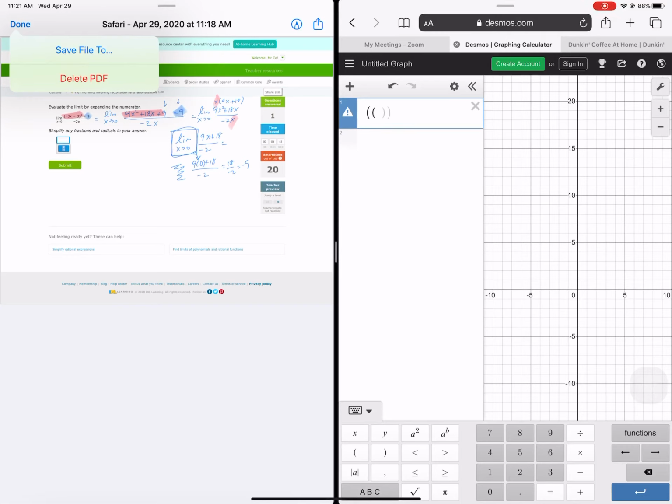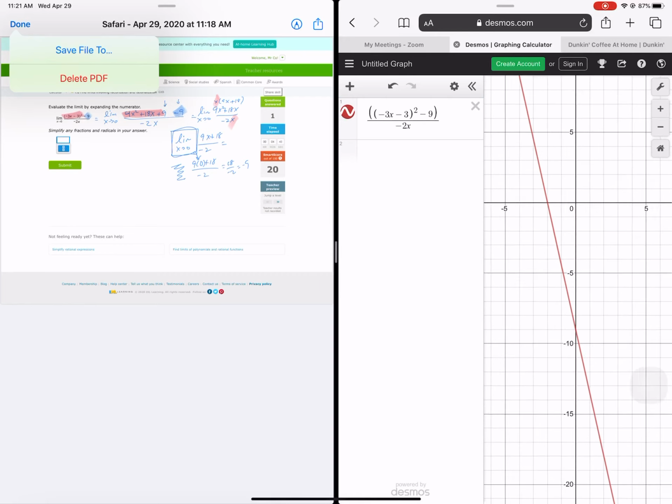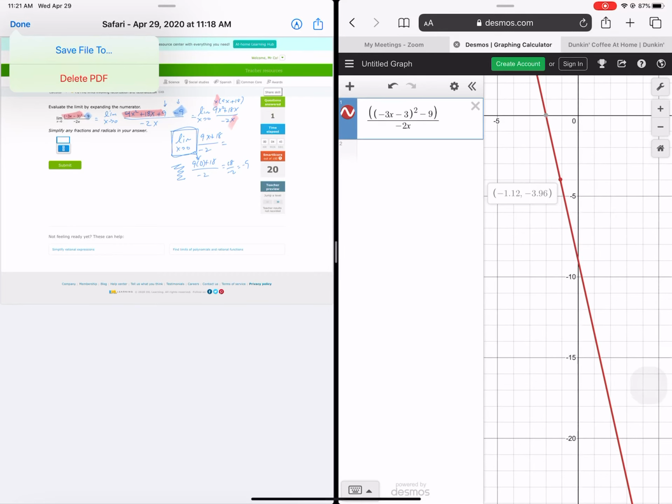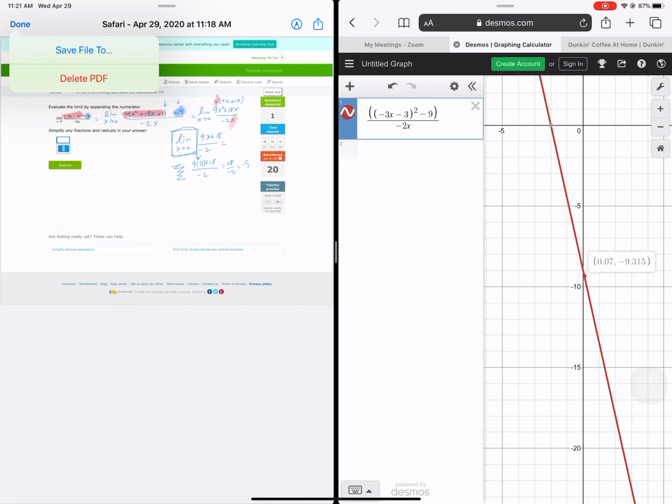Let's do 2 of these. Negative 3x minus 3, close it, square it, minus 9. We divide this by negative 2x. So what would the value look like when x is 0? Let's take a look here. When x is 0, our y value would look like negative 9, right? See, it has negative 9.